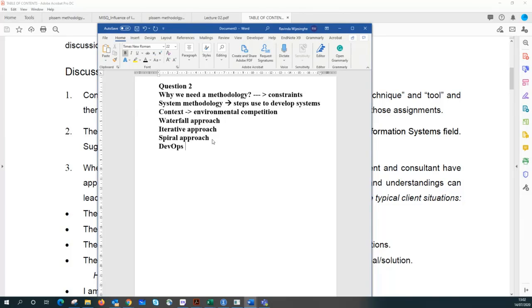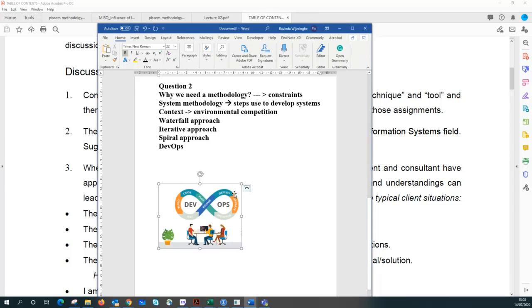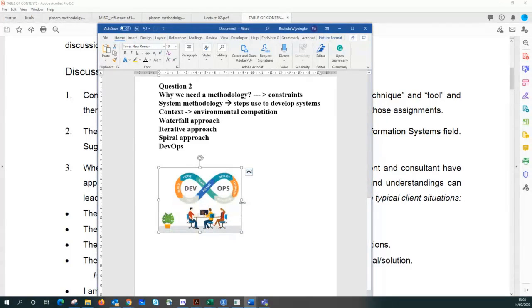DevOps. I don't know whether you guys have heard that word, DevOps methodology, right? I haven't discussed this in my lecture, but this is something new. So I thought I'll give a kind of overview. DevOps methodology is something like this.